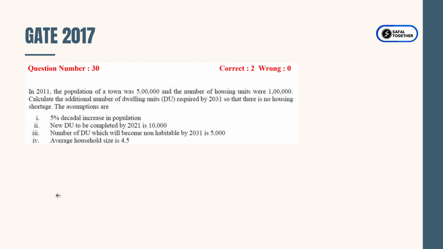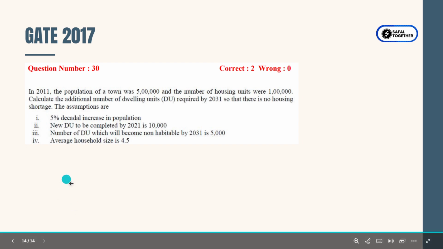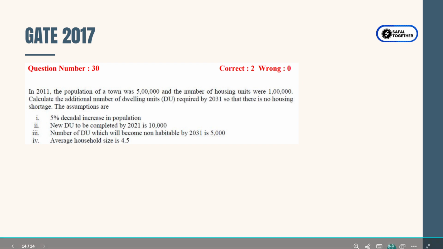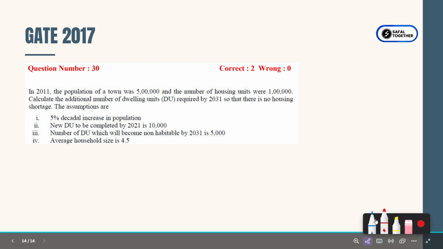I'm going to take an example. Your GATE 2017 question paper has this question that says: in 2011 the population of a town was 5 lakhs and the number of housing units was 1 lakh. Calculate the additional number of dwelling units required by 2031 so that there is no housing shortage. The assumptions are given as a list. So let's take it one by one.